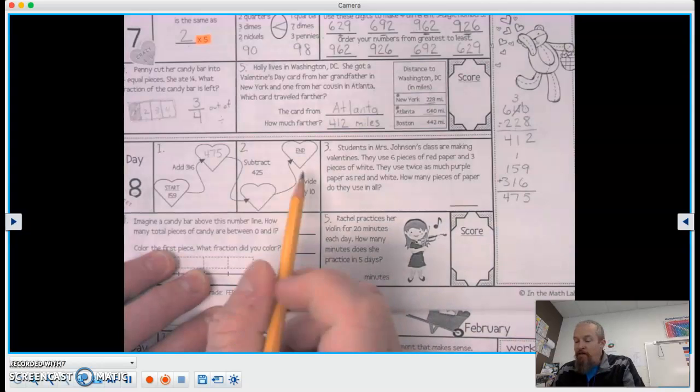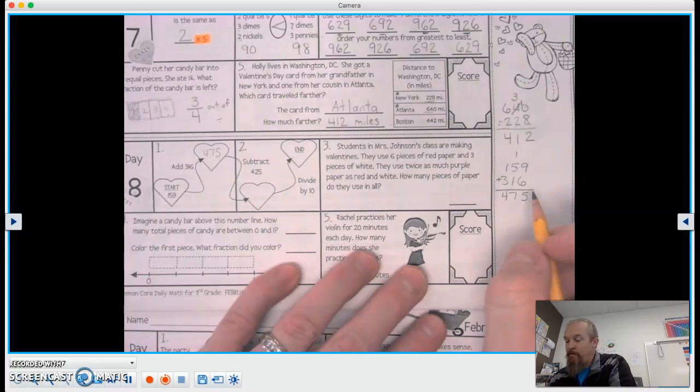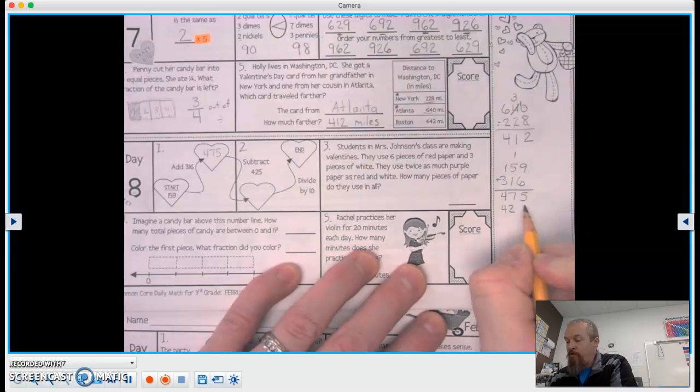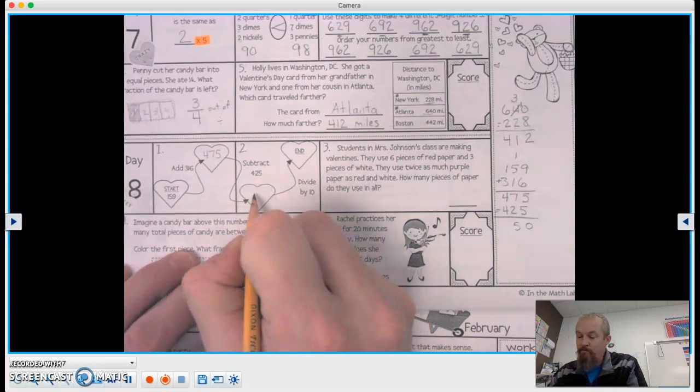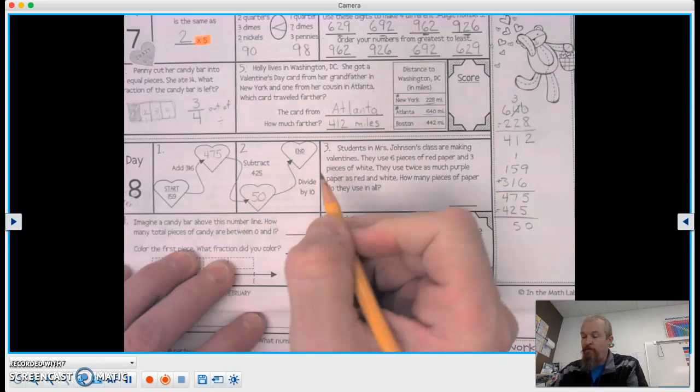Now we're going to subtract 425. So 425. 5 minus 5 is 0. 7 minus 2 is 5. 4 minus 4 is 0. So our answer is 50.